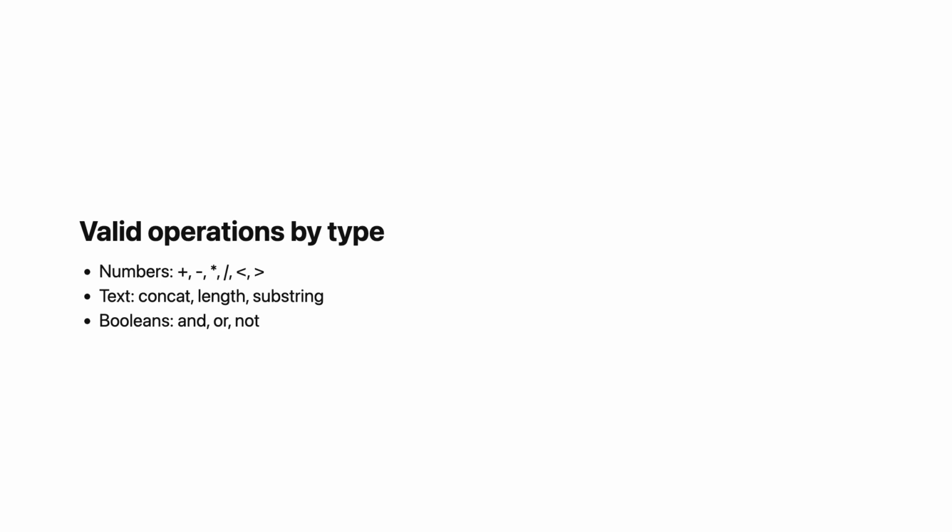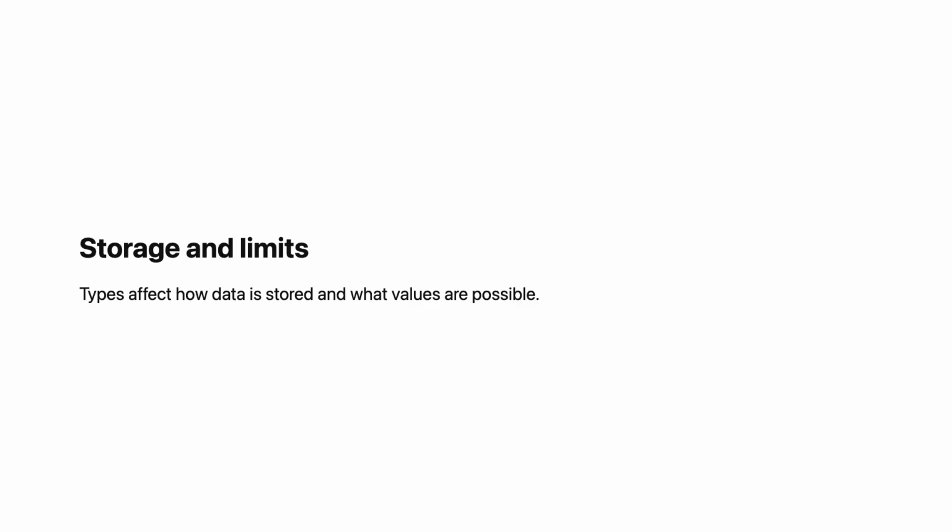Types also determine how data is stored in memory. An integer might be stored as 32 bits. A different kind of integer might use 64 bits. Text might be stored as a sequence of bytes representing characters. This matters because storage affects what values are possible.